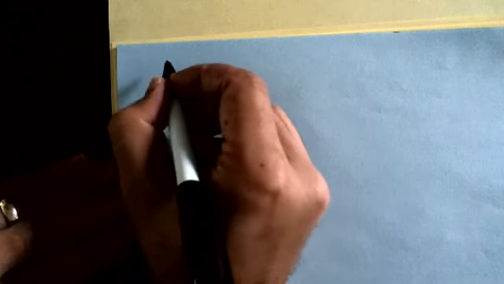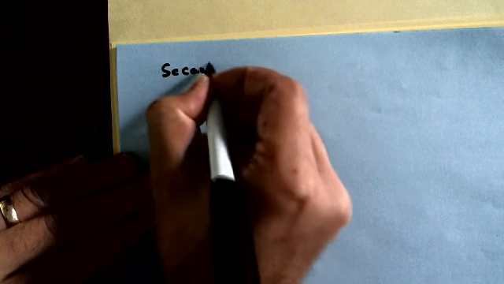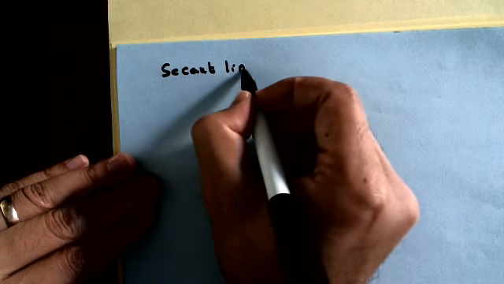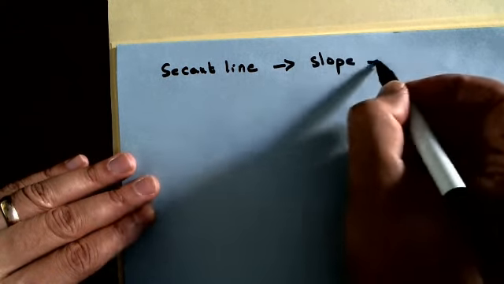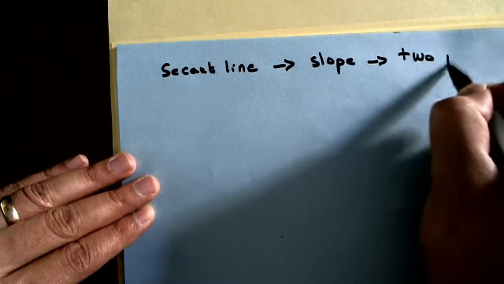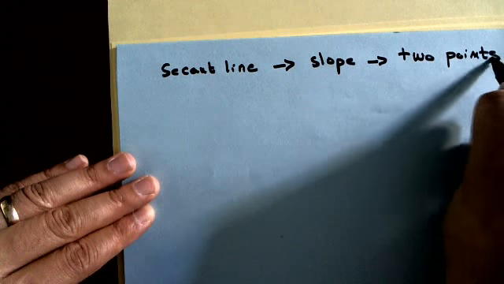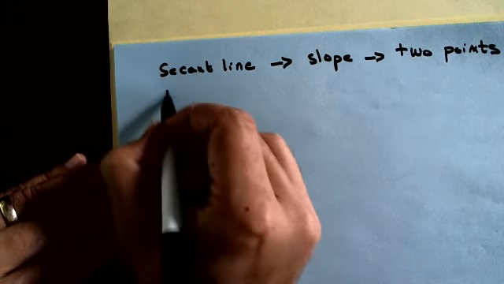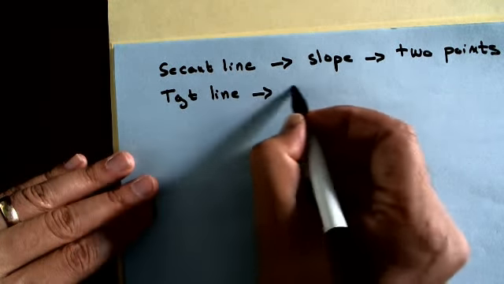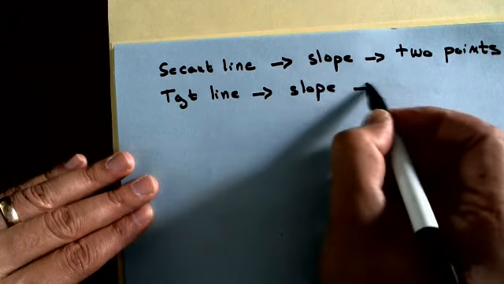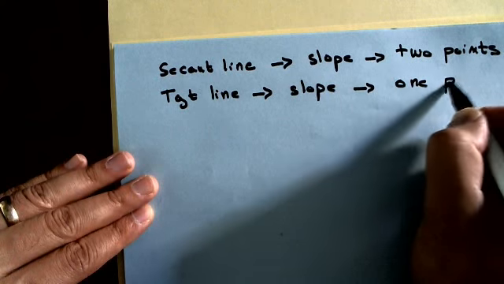Let me move on and discuss quickly one more thing before we continue. A secant line: slope, 2 points. And a tangent line: slope, 1 point.